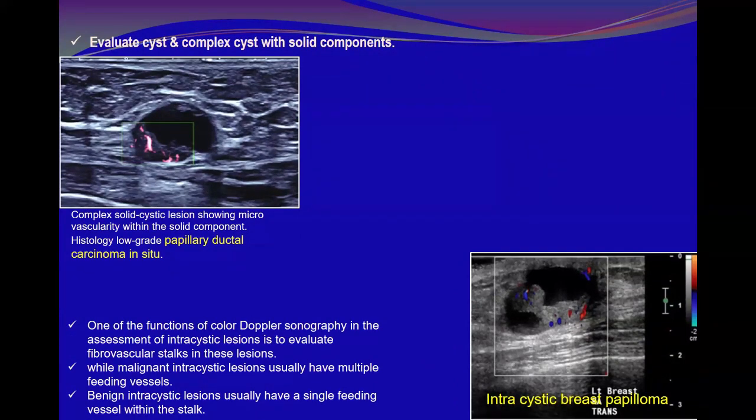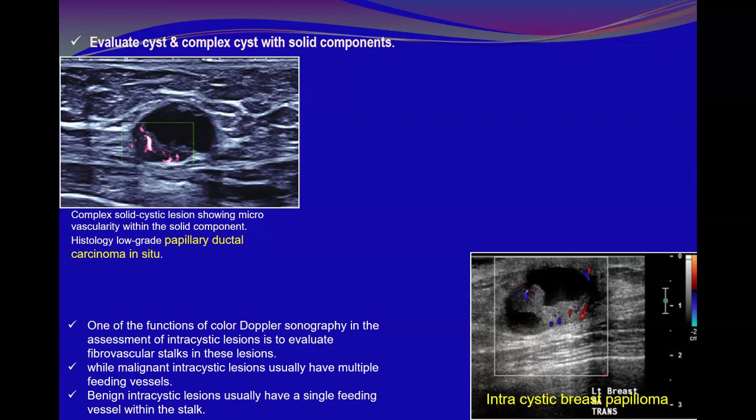Okay, evaluating a cyst and a complex solid cyst with a solid component again. Here I have two examples. Power Doppler and color Doppler demonstrate that the intracystic components are soft tissue due to the presence of color signals. Here it is multipolar vascularity, but the diagnosis from the literature was papilloma. But in this case, there was a papillary ductal carcinoma inside. This was suspicious.